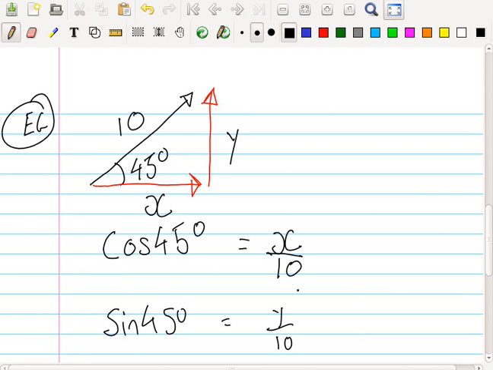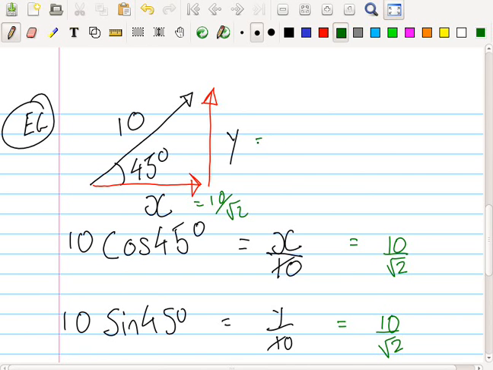So if I want X and Y, all I do is bring the 10 up here, bring the 10 up here, and hit this in on my calculator, and you'll find your calculator will give you an answer of 10 over root 2, or other calculators might write it differently, like 5 root 2. They're both the same number. You can use a decimal if you want. So there you go. X is 10 over root 2, and Y is 10 over root 2. So the answer here, this vector would be 10 over root 2 I plus 10 over root 2 J.